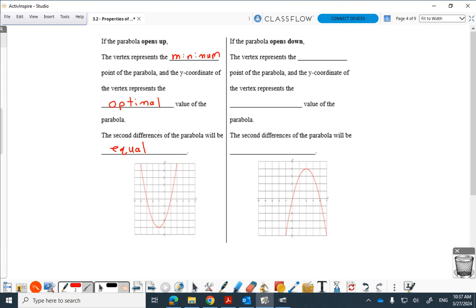Well, then this one is just all the opposite ones. If the parabola opens down, the vertex represents the maximum. And the y-coordinate is still the optimal value. Even though, at first glance, you might think, well, I want the highest. Not if it represents costs, you don't. It depends on what we're talking about. And the second difference, I just threw that in there on this page again to make sure that's very clear. The second differences will be equal.